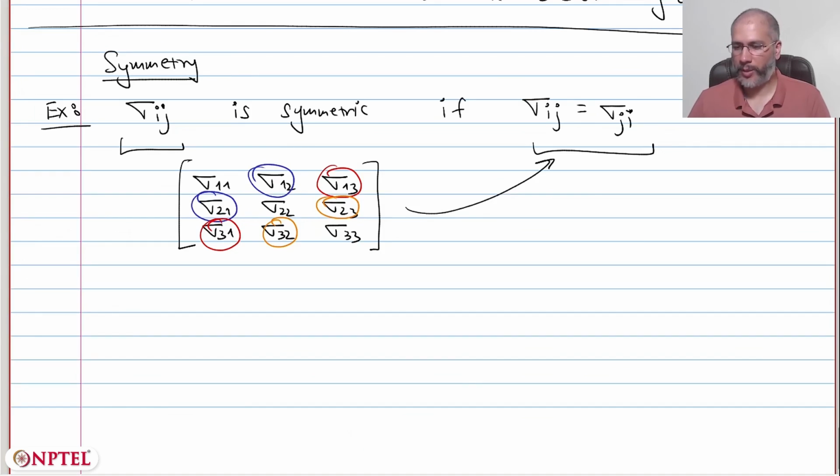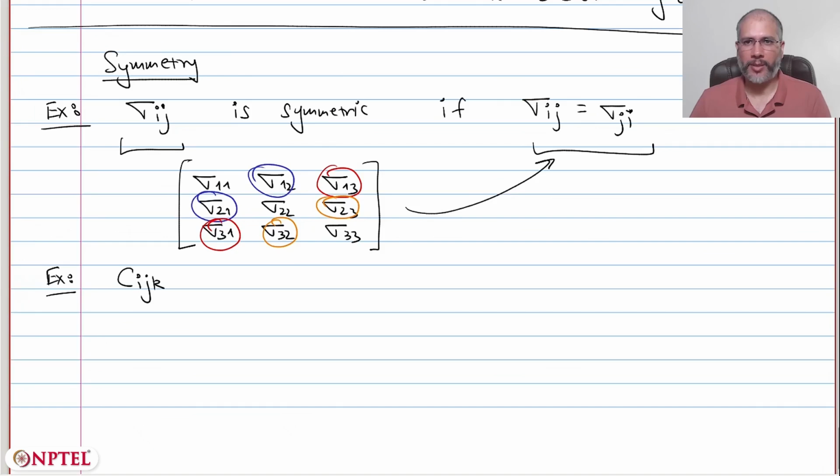But if you put i equal to 1 and j equal to 2, you get sigma 1 2 equals sigma 2 1, and so on. So that is something we already understood from a matrix point of view. But let's talk about symmetry in higher order tensors. If I have a third order tensor sigma ijk, how do we talk about symmetry in this case?